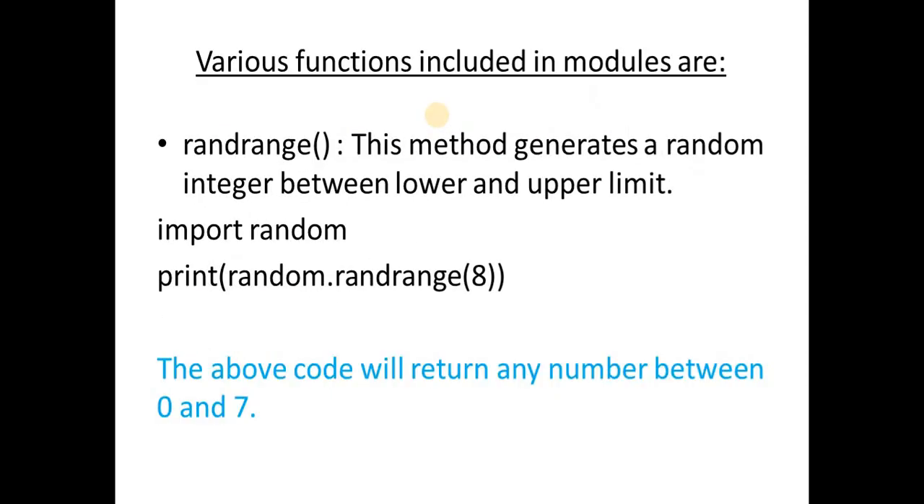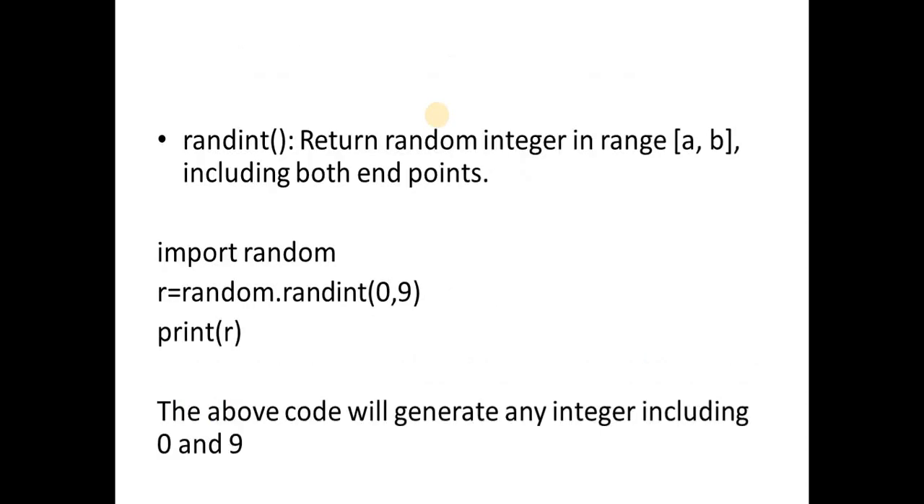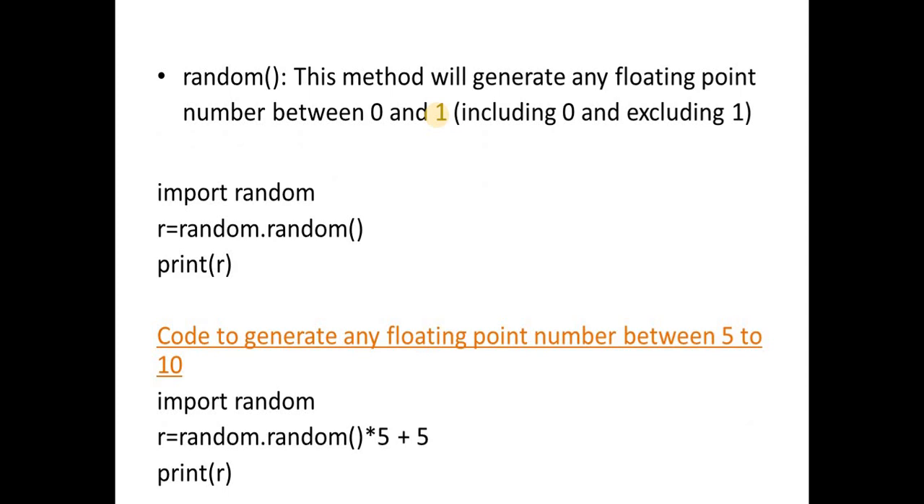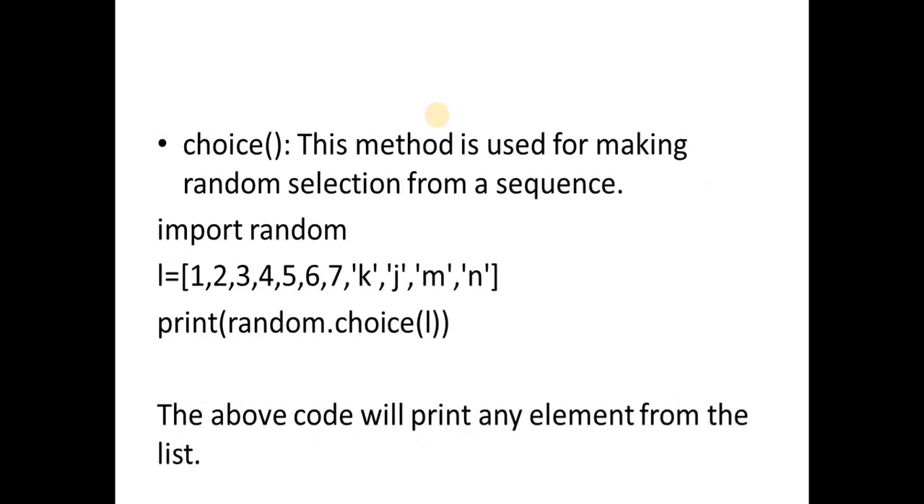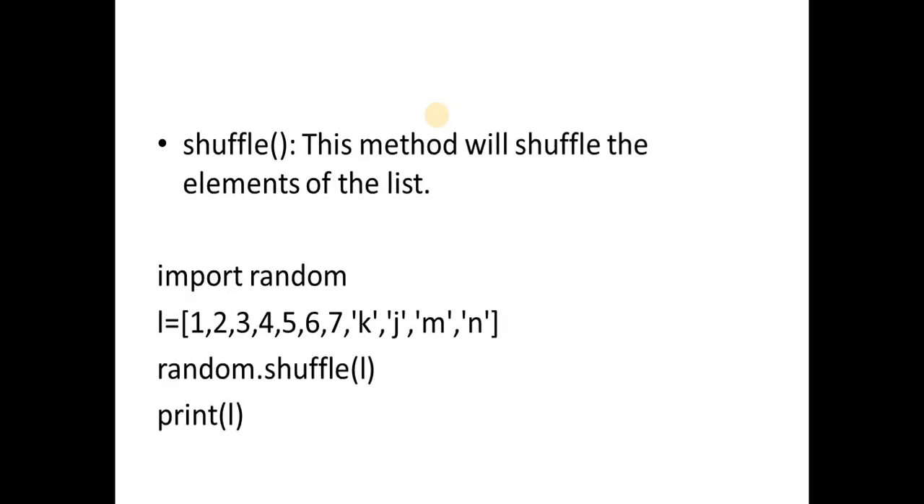So let me have a look at this. One second. Randrange generates a number between 0 to 8, but 8 is not included. 0 to 7 it will give the output. Randint will give an integer number, but both the numbers which we are giving in the brackets as arguments are inclusive. Random generates a floating point number between 0 and 1. Uniform again gives a floating point number between two numbers, but the second argument is excluded. Choice returns a random element from the list, and shuffle simply shuffles all the elements of the list. I think it is clear to you.